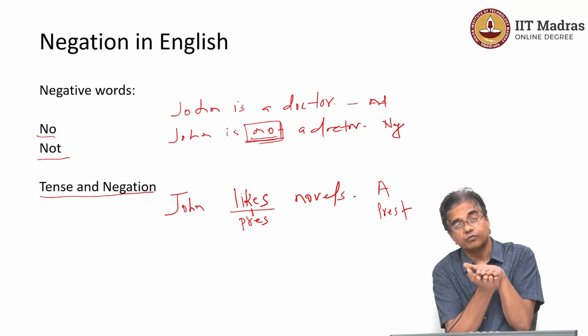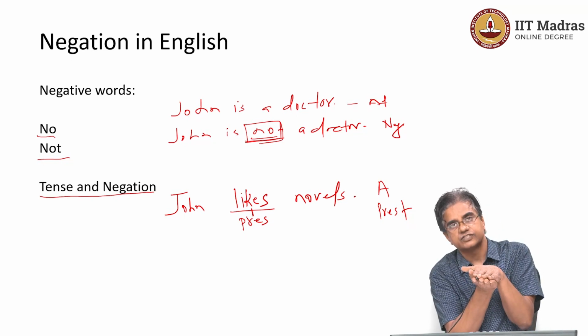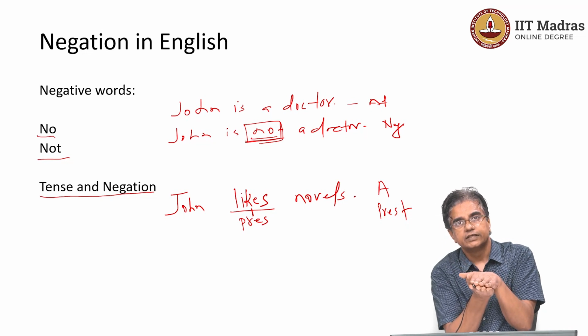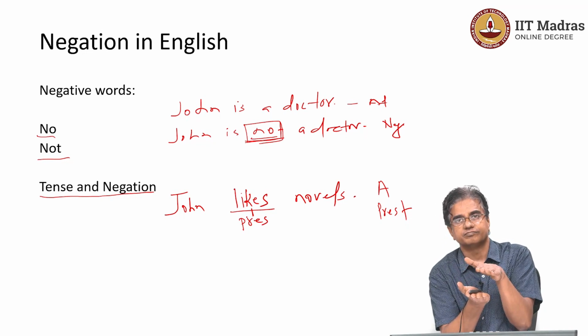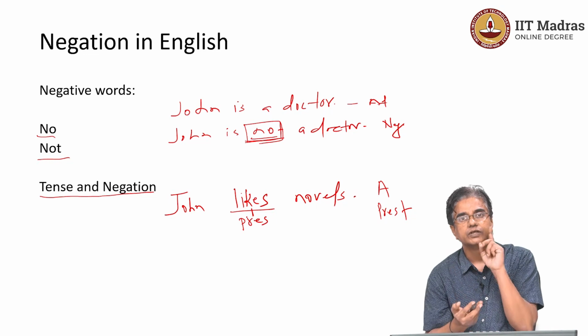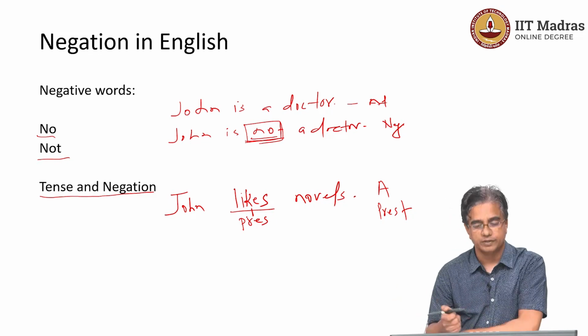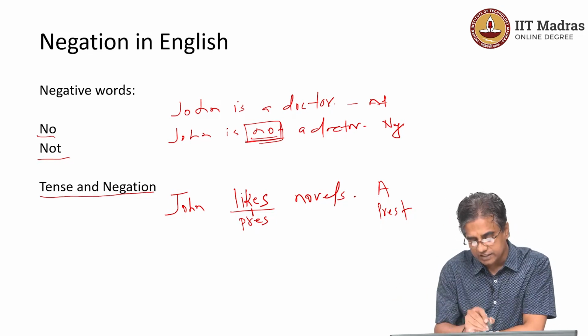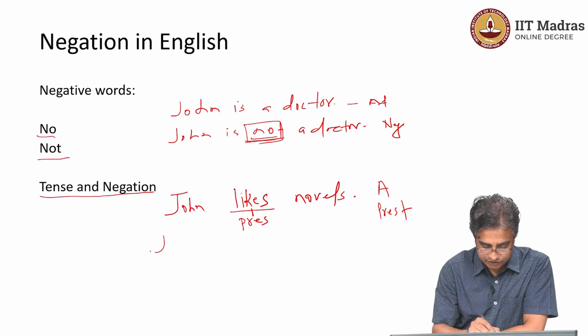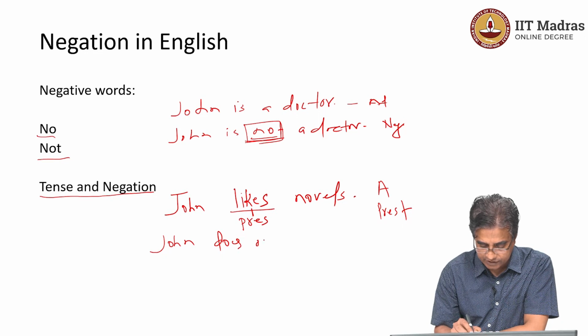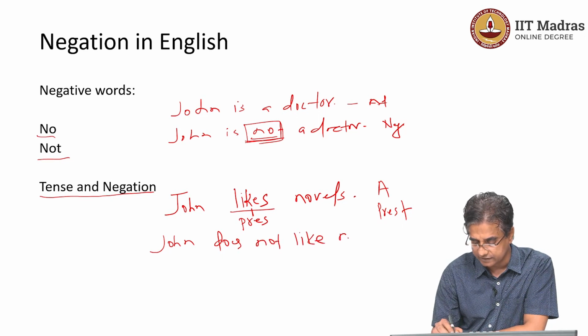The way verb and tense are, they are like this with one another. They have to separate from one another and negation has to come in between. How? Look at the following example to understand. What is the negative of this sentence? John does not like novels.